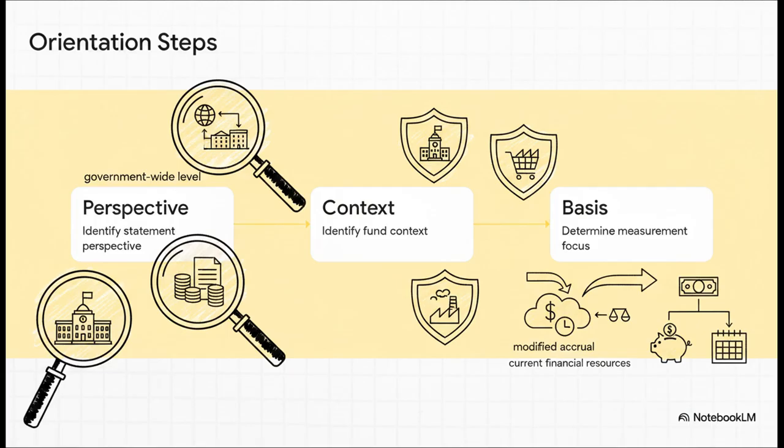Step 2, identify the specific fund context. Is it a governmental, proprietary, or fiduciary fund? Step 3, determine the basis and measurement focus, full or modified accrual. For example, think about a non-exchange revenue question involving property taxes. If you don't do steps 1 through 3, you won't know if you should recognize that tax revenue when it's legally levied under full accrual, or if you need to wait until it's actually measurable and available within 60 days under modified accrual.